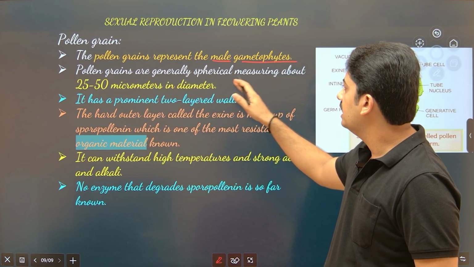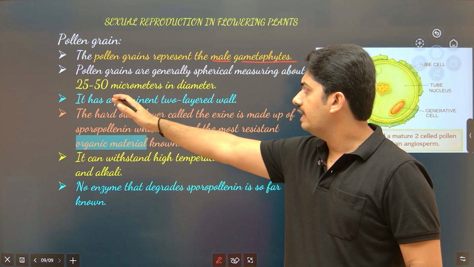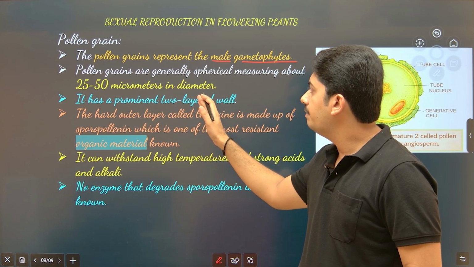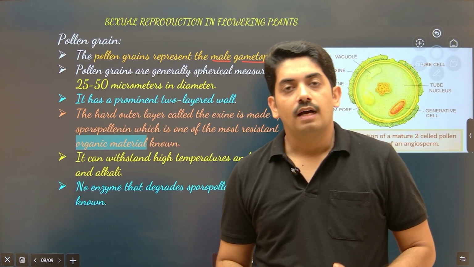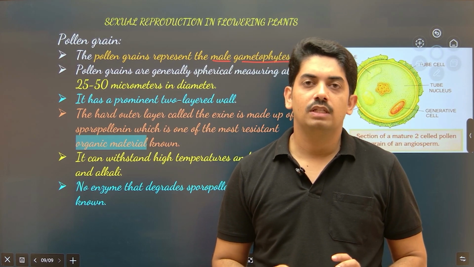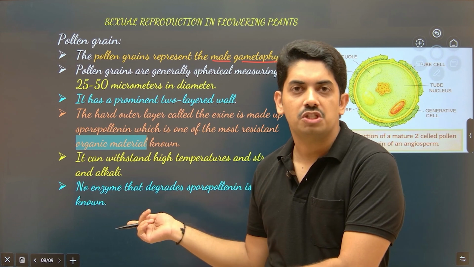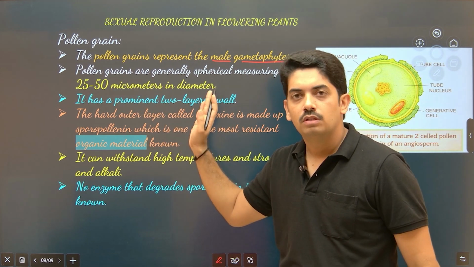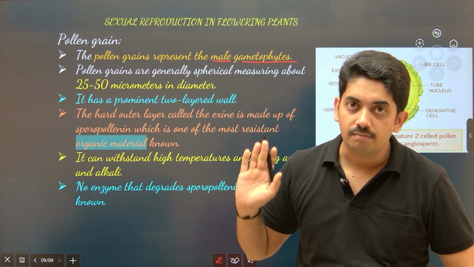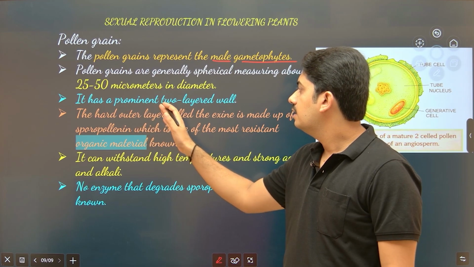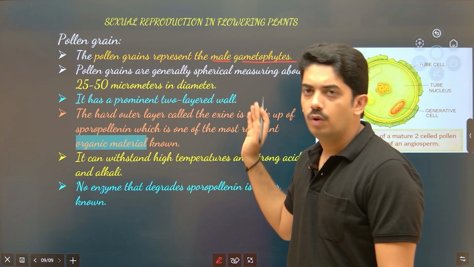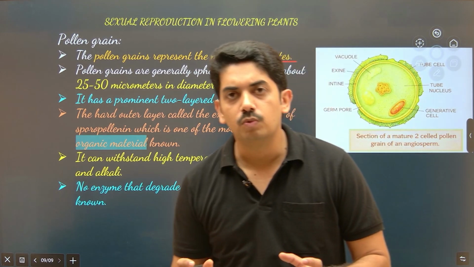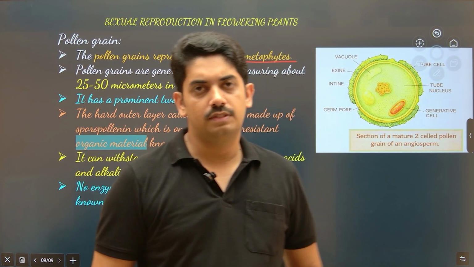Pollen grains are generally spherical, measuring about 25 to 50 micrometers in diameter. So sometimes they will ask the size of the pollen grain also. They have given a range here, 25 to 50 micrometers. It is in micrometers. It has a prominent two-layered wall. Now we will move on to the detailed structure of the pollen grain.